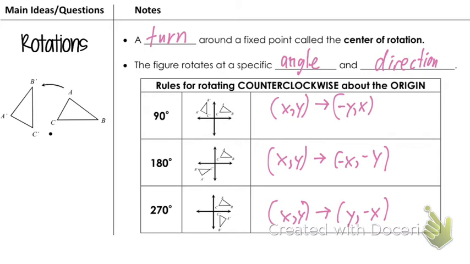So in 90 and 270, you flip them and you make one of them negative. But in 180, you don't flip them. Instead, you make both negative.